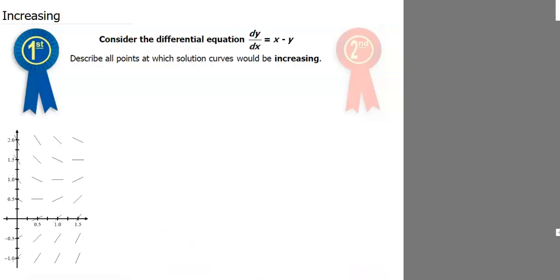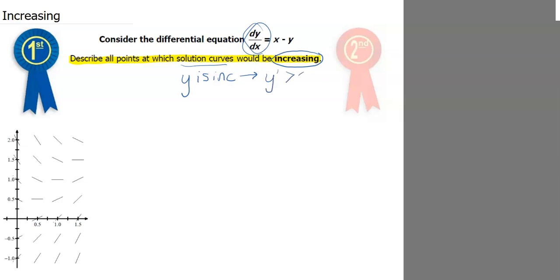This is the same Diffie-Q we were looking at a minute ago. And just a type of question you'll see a fair amount, but really nothing too crazy. Describe all points at which solution curves would be increasing. So we go back to some blue sheet stuff. If my solution curve, meaning not the derivative, but the actual y equals whatever, if y is increasing, think for a moment about what else I know.